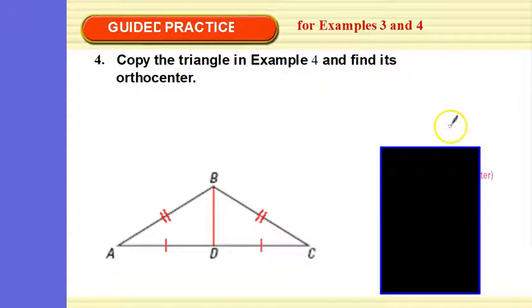All right, so copy the triangle in example 4 and find its orthocenter. Your orthocenter deals with your heights. Once again, I'm going to do this on a separate sheet of paper because when they updated my computer, they didn't give me the paid version of Active Inspire, so I don't have a compass on here. I guess technically I do have a straight edge, but it's still easier to do on our own sheet of paper. So I'm going to copy this down. You guys should be copying it down as well.